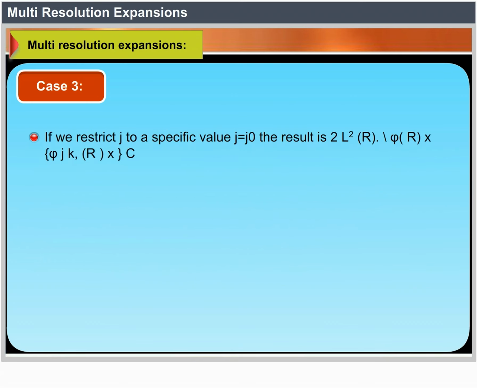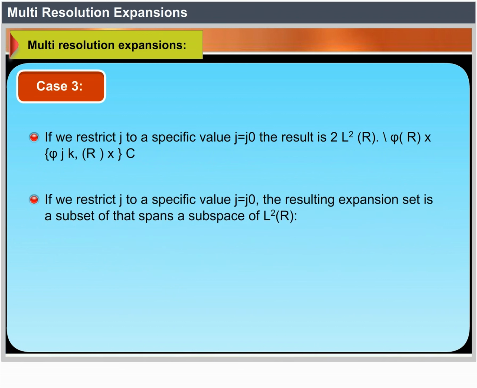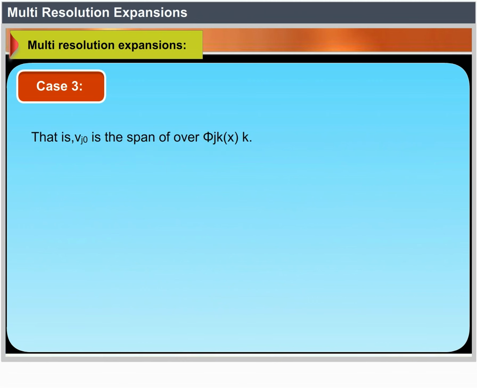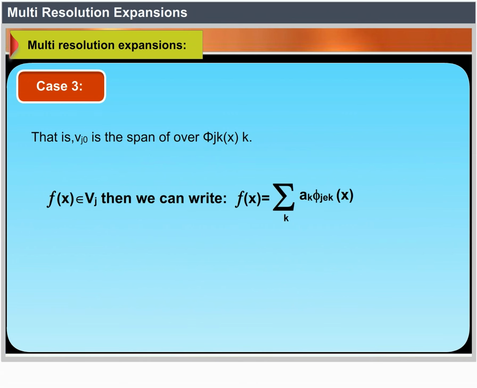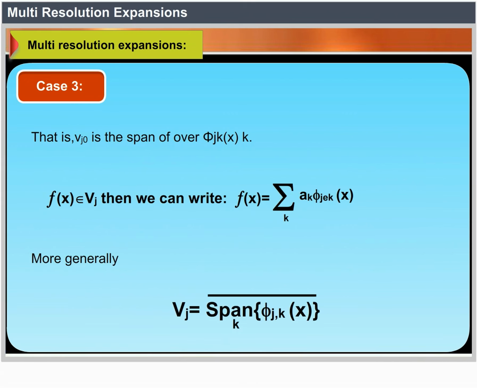If we restrict j to a specific value, j equals j naught, the resulting expansion set is a subset that spans a subspace of L squared R, as shown on the screen. That is, V j naught is the span over k of phi j naught,k of x, as shown on the screen. More generally, as shown on the screen.